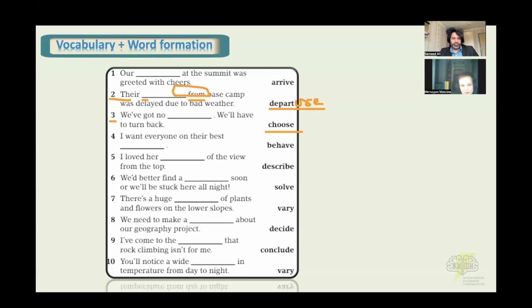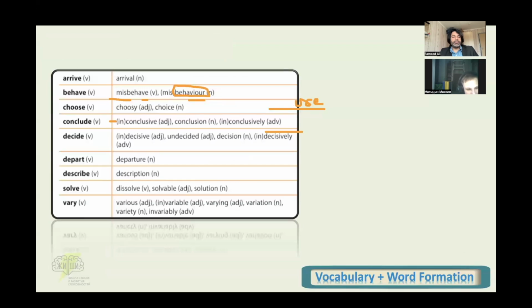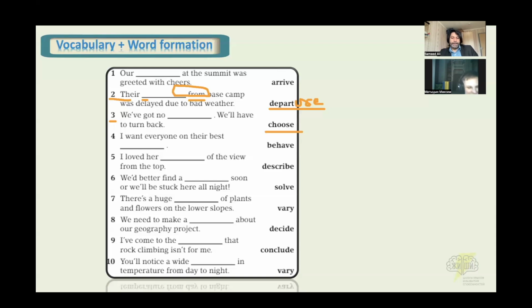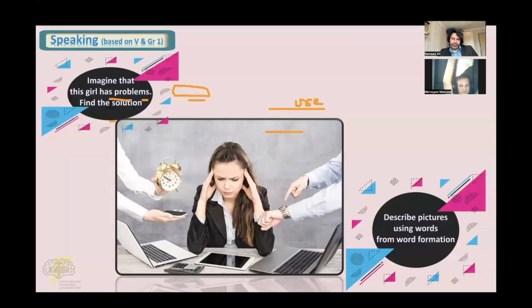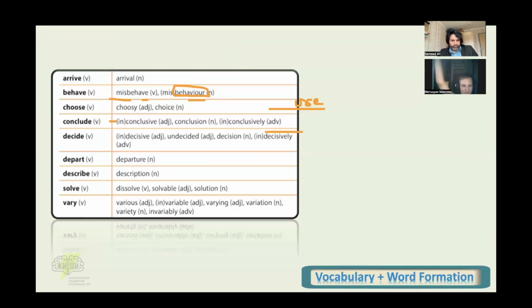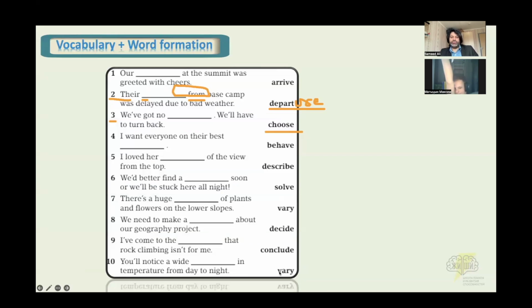Next. We need to make a decision about our geography project. Decision. I've come to the conclusion that rock climbing isn't for me. You will notice a wide variation in temperature. Decision, conclusion, variation.